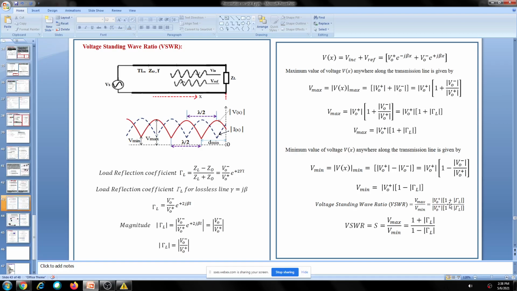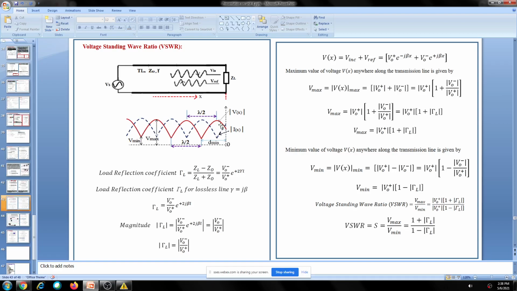This will cancel. Remaining is 1 plus the magnitude of tau over 1 minus the magnitude of tau. See, do not put tau directly. It should be the magnitude of tau, because tau is complex. It has a magnitude and a phase. You should put only the magnitude here to get the value of S. S means V maxima divided by V minima. What is this V maxima and V minima? That is from the standing wave pattern.